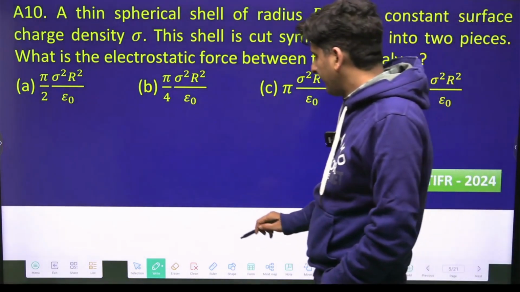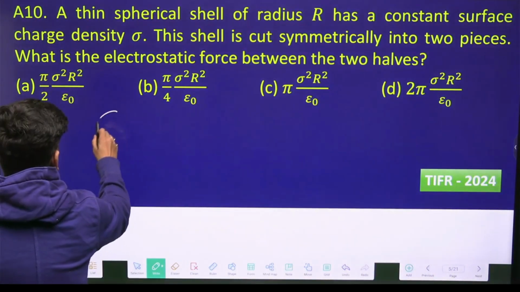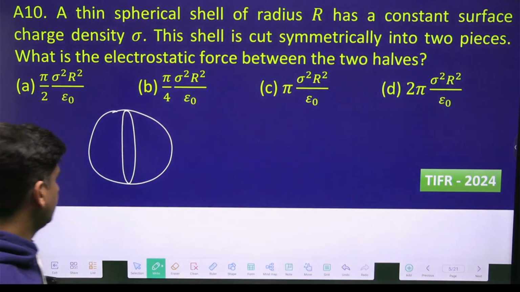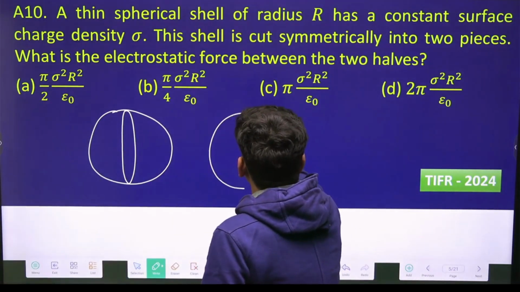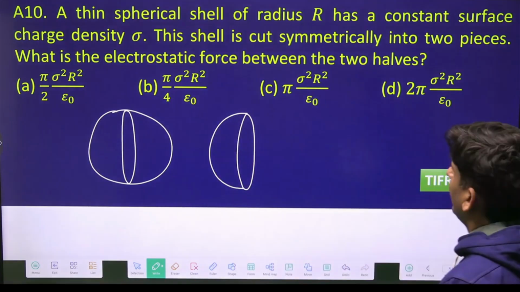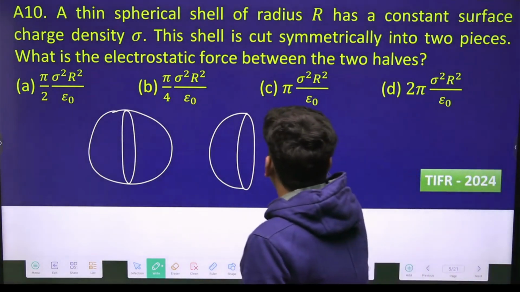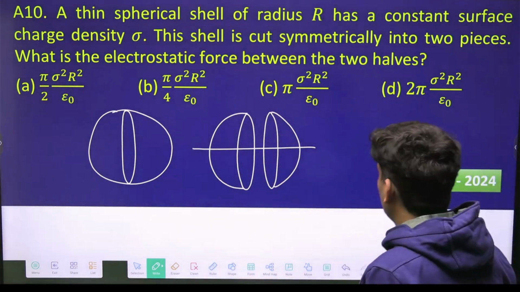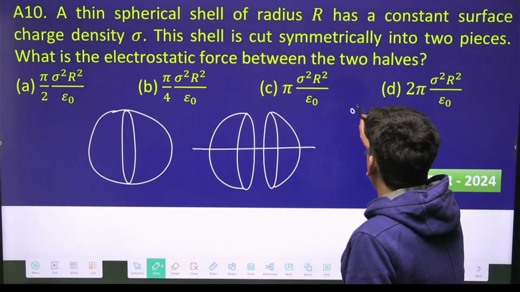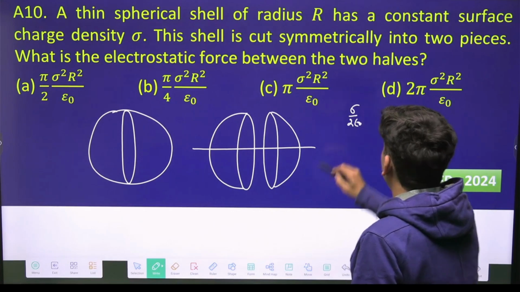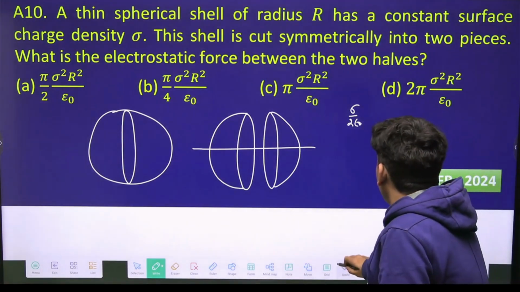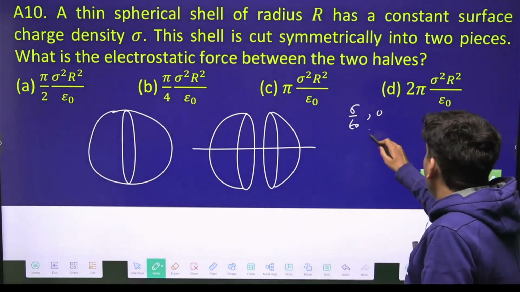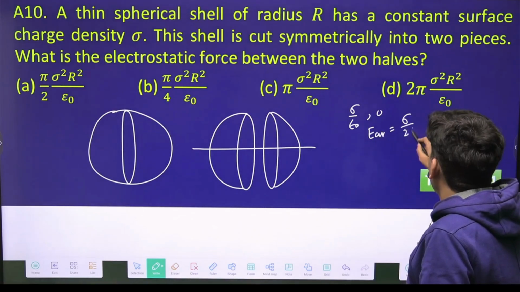Suppose this is a sphere and it is cut into two halves like this, so one half will become like this, and we have to calculate the electrostatic force between these two halves. Now this is a spherical shell, so the electric field just outside is sigma by 2 epsilon naught, and inside is 0. So on average, the electric field is sigma by 2 epsilon naught.